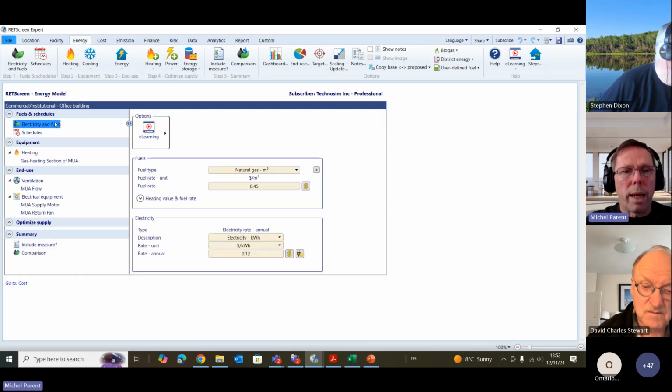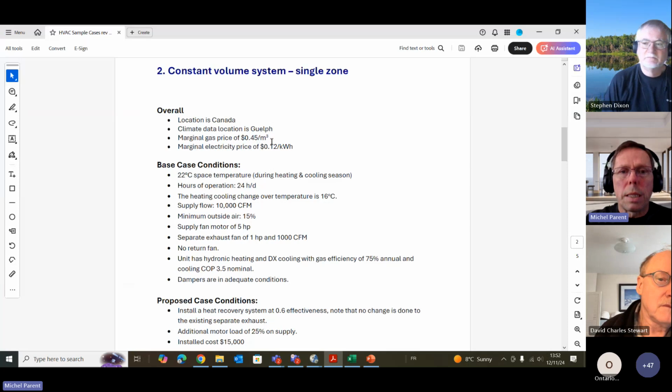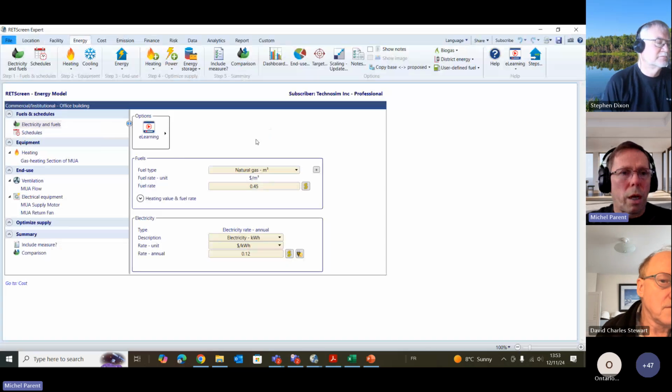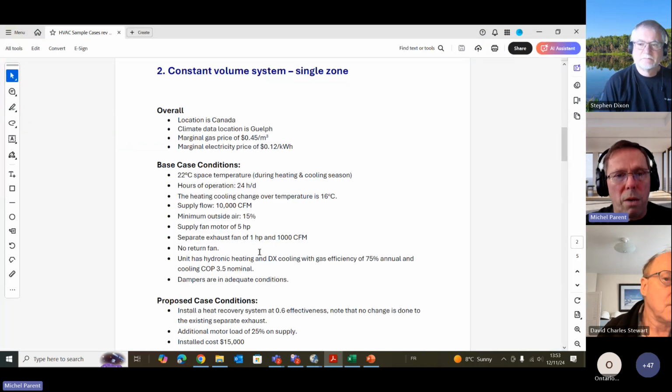For the electricity and natural gas rate, they are the same. So it is a bit of a time saver to keep the same basis for our example. So make sure that you have 45 cents, 12 cents, so we're good to go. Now, where it's going to start being different is our schedule.